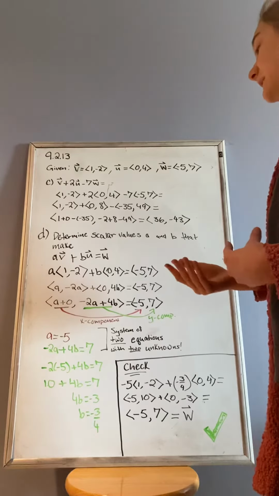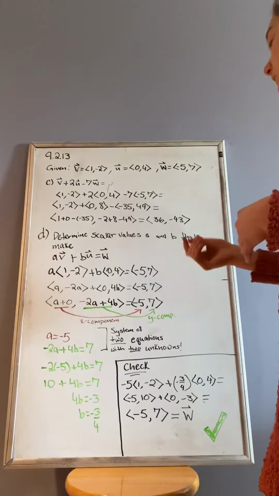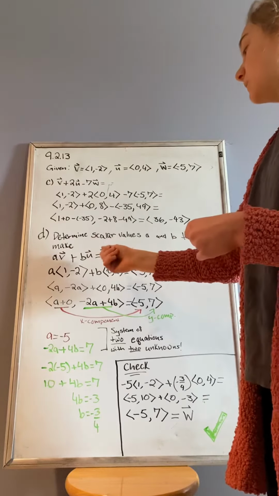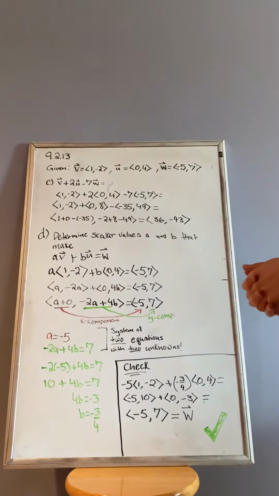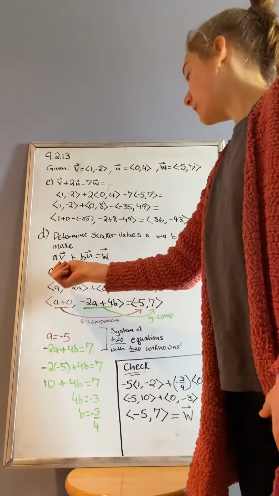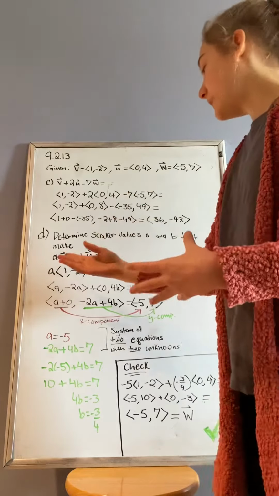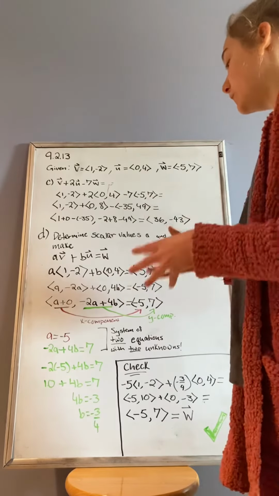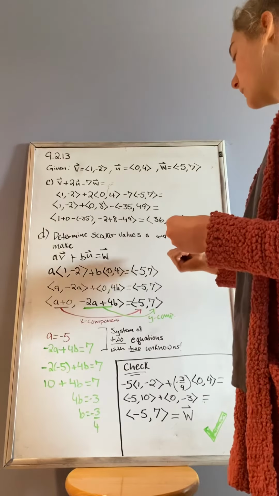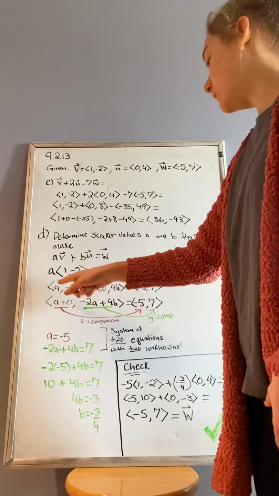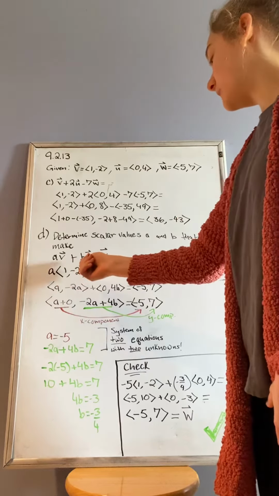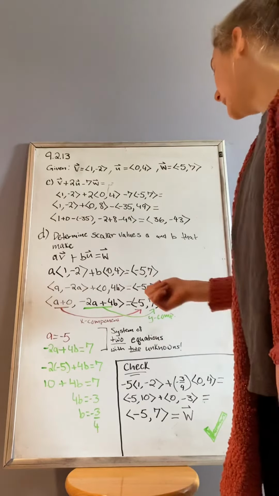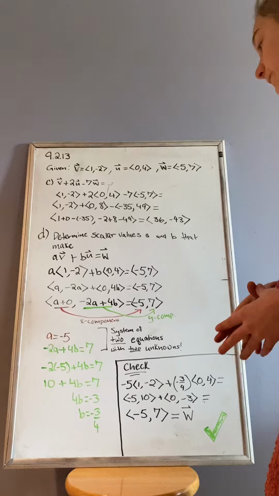So now in part D it says determine the scalar values a and b that make a times v plus b times u equal to the vector w. So we have our a here, and it's going to multiply out across v, and our b is going to multiply across vector u. When you add those together, they're going to give us our vector w. So then we're going to do a, and then a times -2 is -2a plus <0, 4b>, and that's going to equal <-5, 7>.